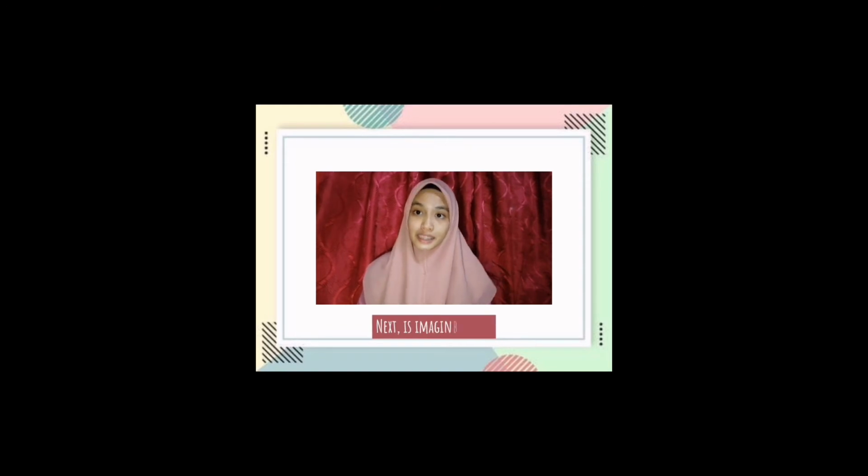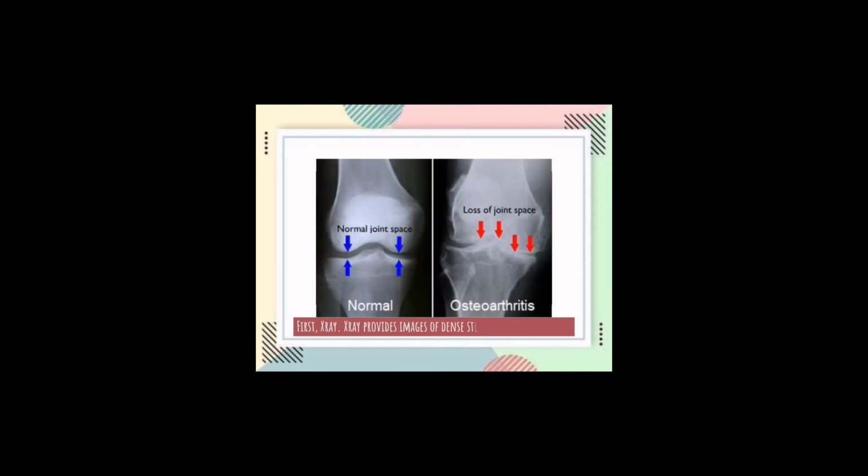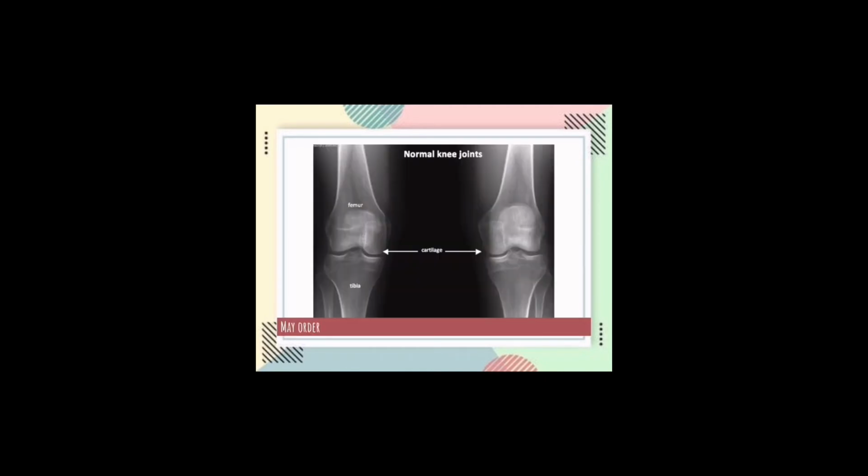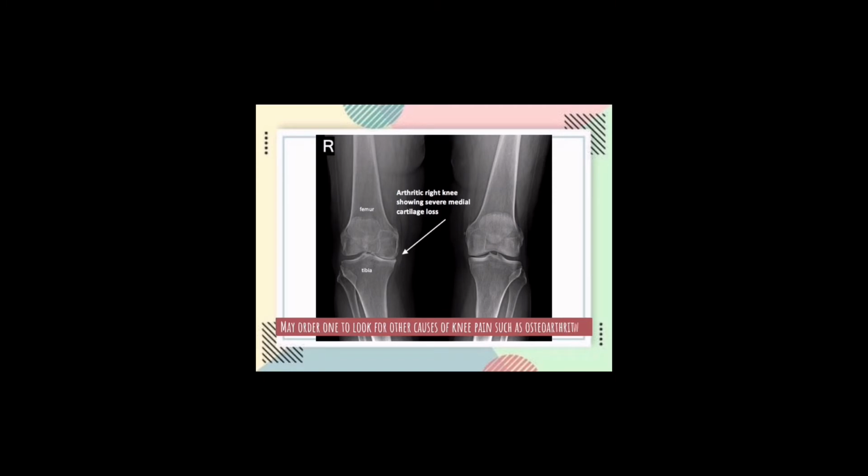Next is imaging tests. Imaging tests have 2. One is X-ray, second is MRI. First, X-ray. X-rays provide images of dense structure, which is bone. Although an X-ray will not show a meniscus tear, your doctor may order one to look for other causes of knee pain, such as osteoarthritis.